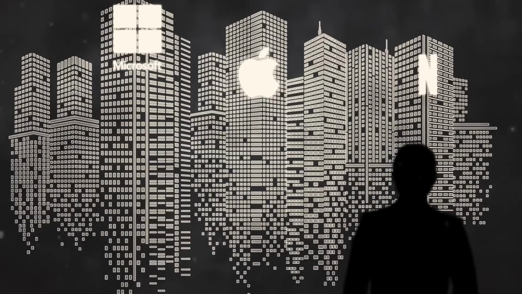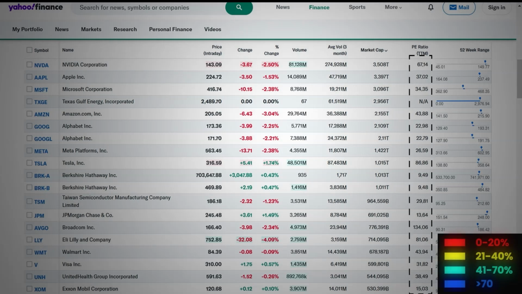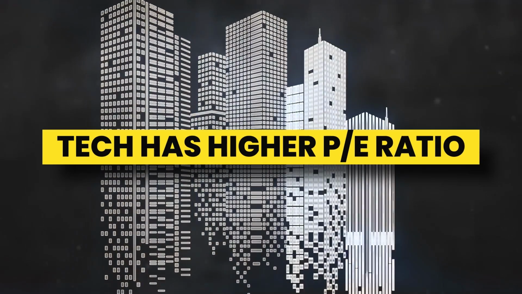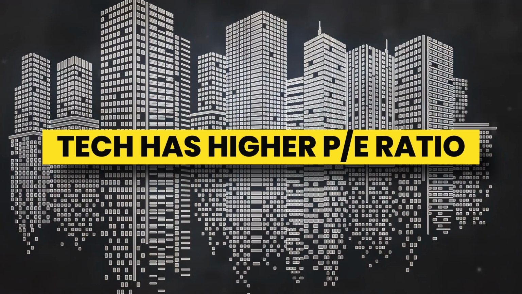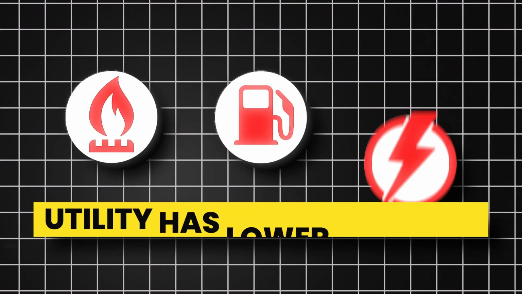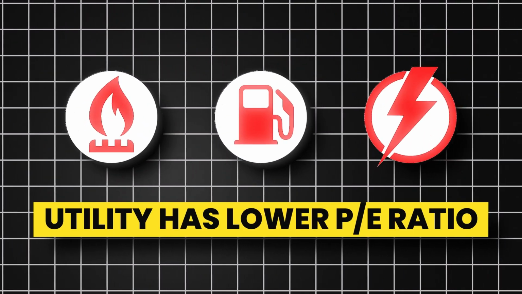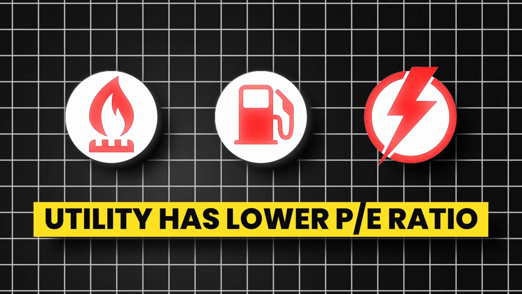But here's the thing. When you use the PE ratio to compare companies, it's important to remember that different industries can have different normal PE ratios. For example, tech companies often have higher PE ratios because investors expect faster growth, while utility companies might have lower PEs due to their steady, predictable earnings.